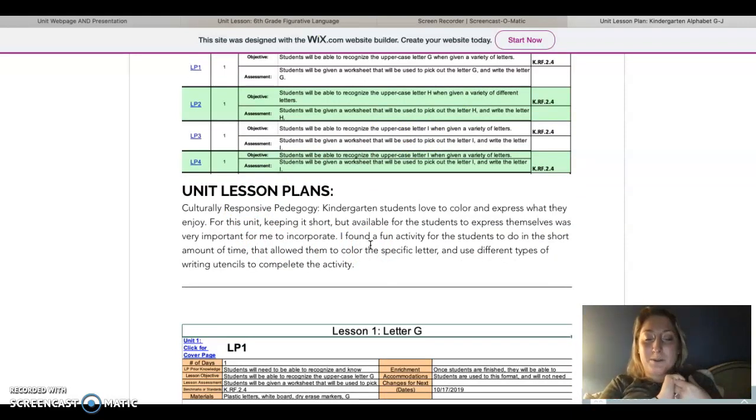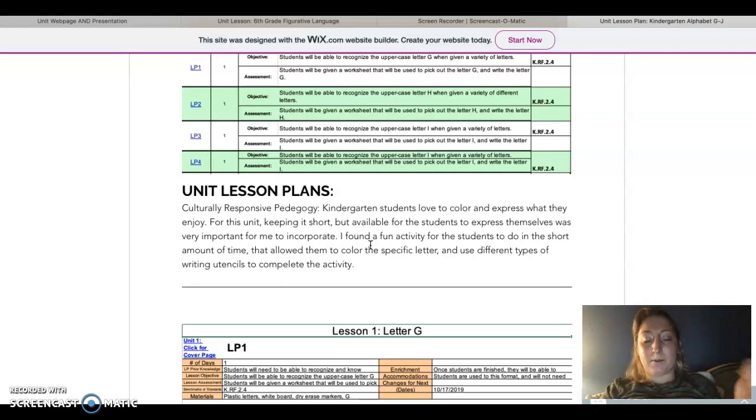My culturally responsive pedagogy. So this was hard since it was only a short period of time, but my kindergarten students love to color. Most kindergartners love to color. So giving this opportunity to them was awesome. And this allows them to kind of be free in how they color. They're not told they need to color the K a certain way or they need to color the J in orange. No, they were able to color it however they wanted. And I demonstrated that to them.